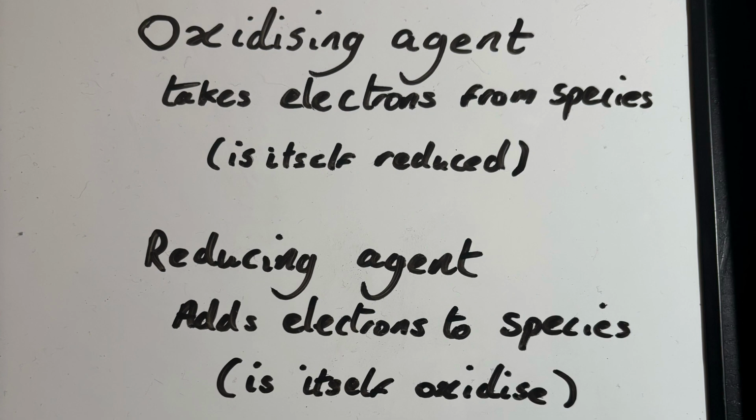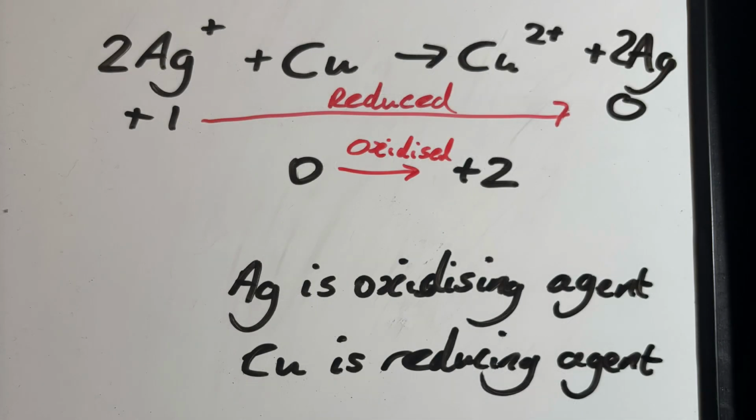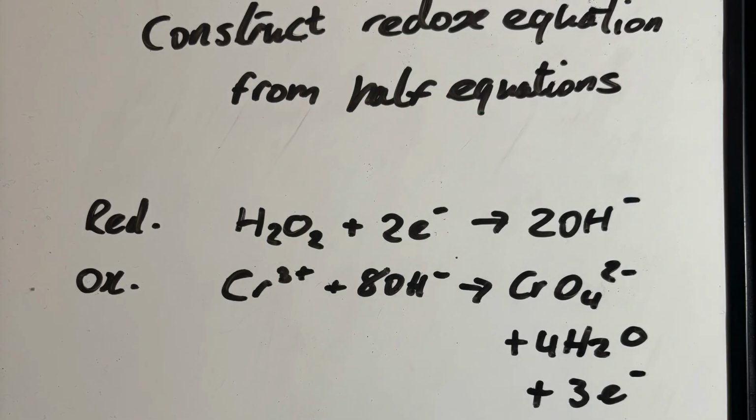So an oxidizing agent takes electrons from species, is itself reduced, and a reducing agent adds electrons to species and is itself oxidized. Now, just to demonstrate what I mean, in this example here, silver is reduced and so is the oxidizing agent, and copper is oxidized and so is the reducing agent. You can write reduction and oxidation half equations like this, where you just reference the ions and the electrons that go with them, and then you can turn it into a full equation.